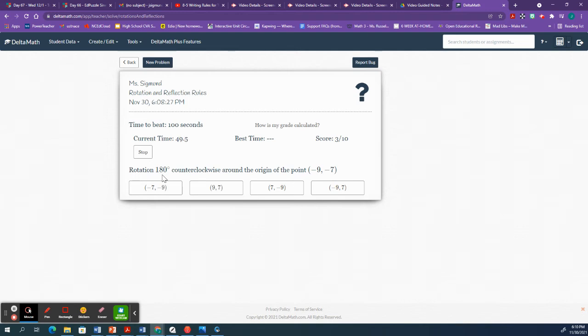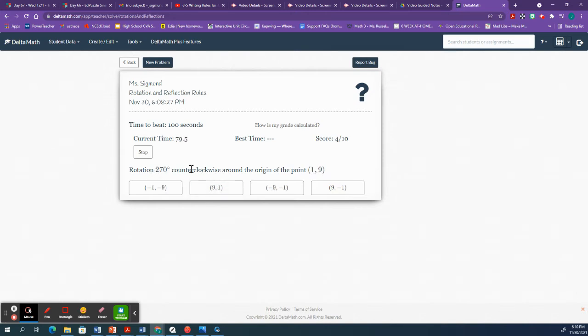180 degrees counterclockwise or clockwise. Remember, at 180, it doesn't matter which direction you go. You're still going to end up in the same place. Around the origin, of the point (-9, -7), the rotation of 180 makes your x and y become opposite as far as positive and negative. So x is still x, it just becomes positive if it was negative and negative if it was positive. So 9 and 7 will stay in their place, but instead of both being negative, they will both be positive. So we're at 4 out of 10.